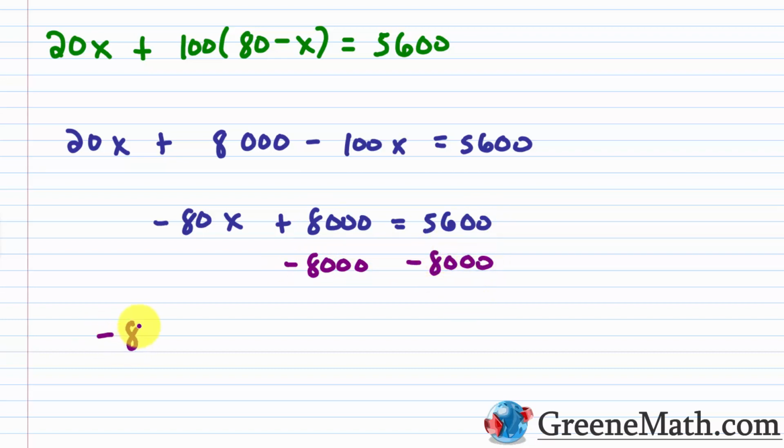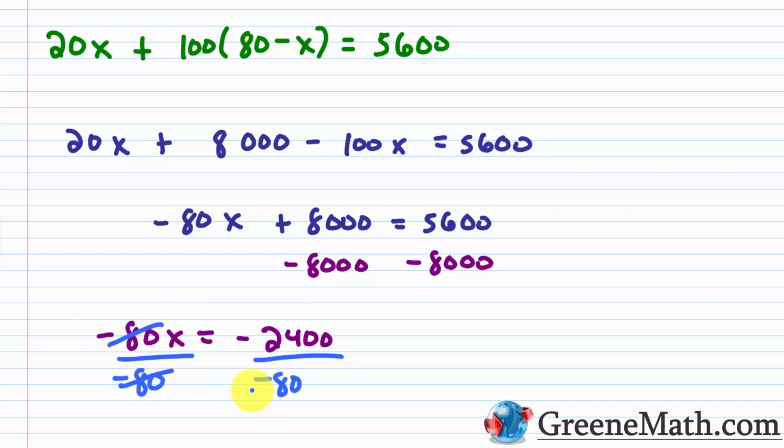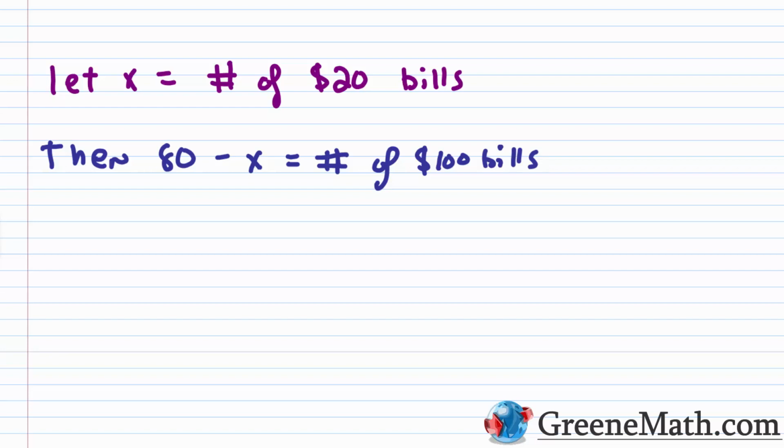So I'm going to have negative 80x is equal to, if I have 5,600 minus 8,000, that's going to be negative 2,400. To get x by itself, I'm going to divide both sides of the equation by negative 80. These cancel, and you're going to get that x is equal to 30. Okay, so let's take this result back up. We said x was the number of $20 bills, so this is going to be 30. We said 80 minus x, or 80 minus 30, or 50, is the number of $100 bills.